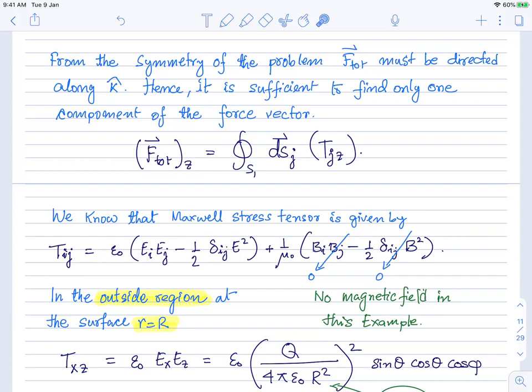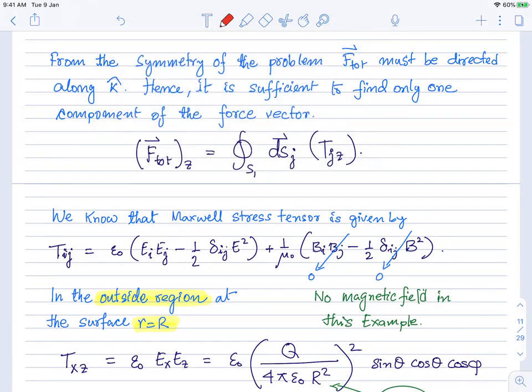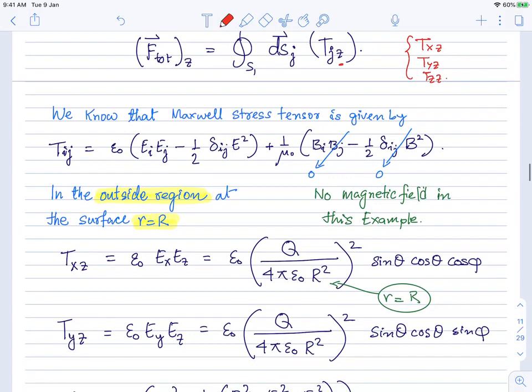So basically, the components that we need here, therefore, are Txz, Tyz, and Tzz. Okay, so these are the three components of the Maxwell stress tensor that we need, because j runs over x, y, z, 1, 2, 3, and that is because this index is just z. Therefore, we need just three components of the Maxwell stress tensor.